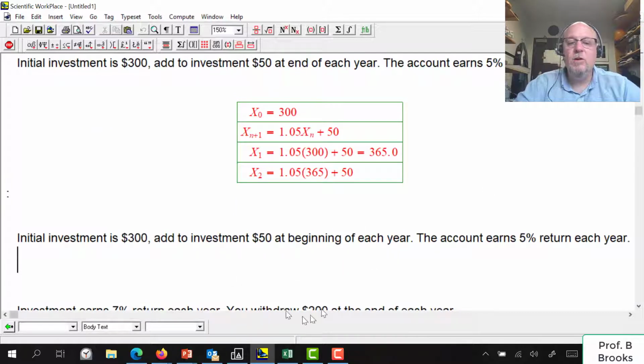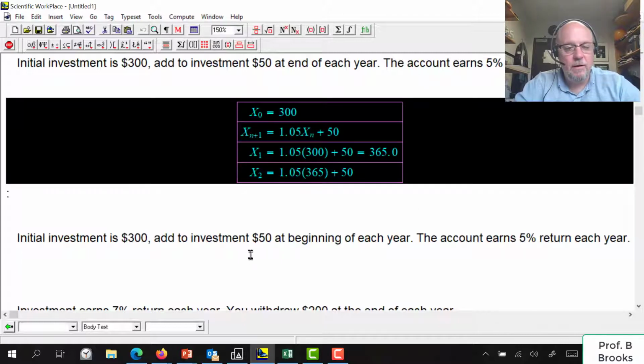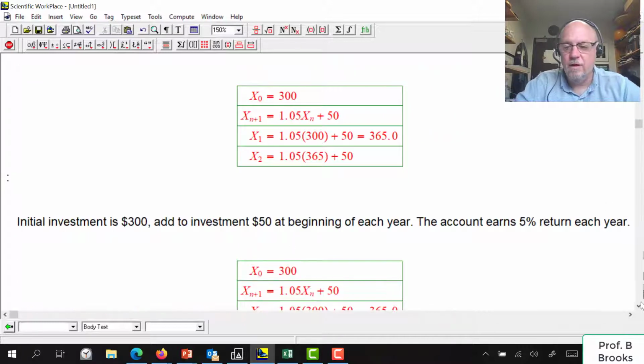This is very similar, but the only difference being that the initial investment is $300. I add $50 at the beginning of each year, and then the account earns the 5%. So what's different between the first example and the second example? Well, they're very similar, so I'm going to copy paste this because I can just modify.